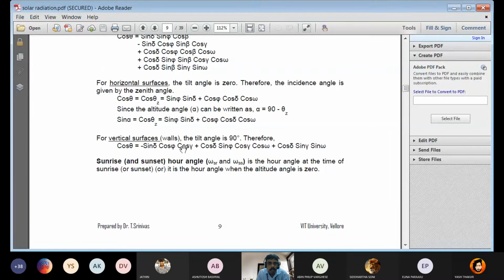For a vertical surface, beta is equal to 90 degrees. So you will get another relation. Cos theta is equal to minus sin delta cos phi cos gamma plus cos delta sin phi cos gamma cos omega. Okay, so vertically we don't keep any object usually. So this relation is seldom used. But this one, the first one, is used often.